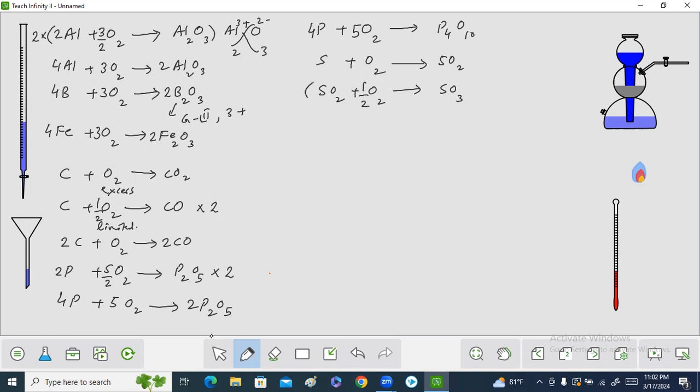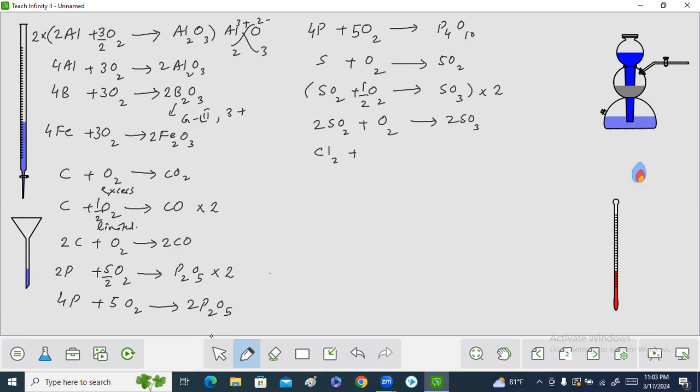But to make a whole number, we can multiply the complete equation with 2. So this is 2SO2 plus 1 by 2 times 2 is 1. So O2 and then 2SO3. So this is the balanced chemical equation of sulfur dioxide with the oxygen to form sulfur trioxide.